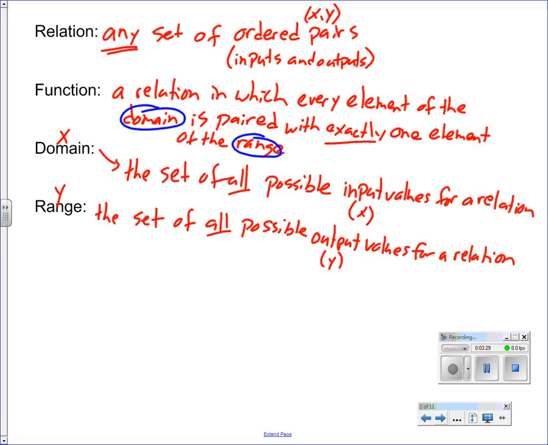And what this definition is saying basically is that every x has only one y it's paired with. Right, so every x is paired to only one y. And that allows us to evaluate a function. If you put in x, you get one number back for y.